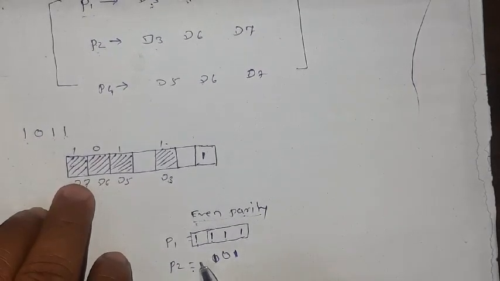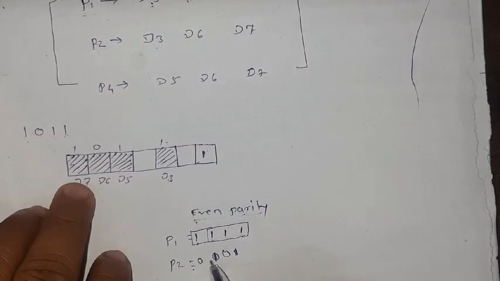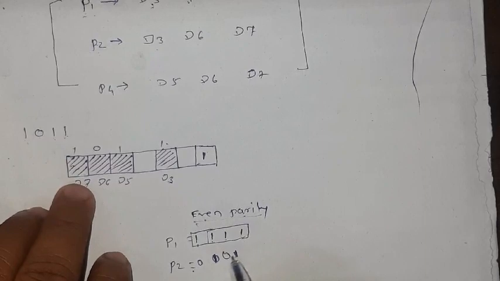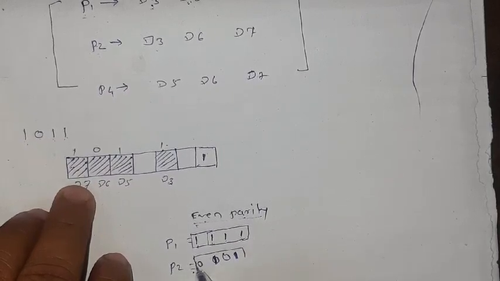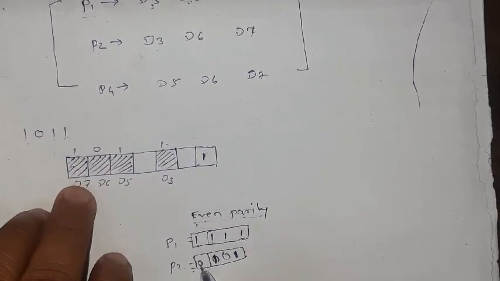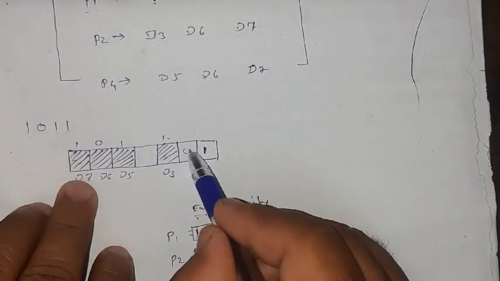Now here we have an even number of ones. So the value of P2 is what? The value of P2 is 0. Why? Because we are dealing with even parity, and the number of ones is already even in the data word, so the parity bit should be 0. Then and only then does it become even parity. So that's why the value of P2 is 0.